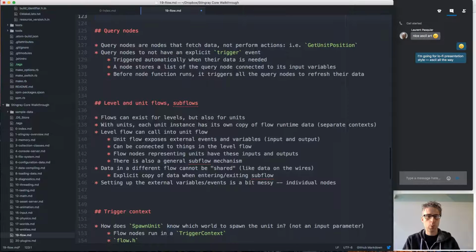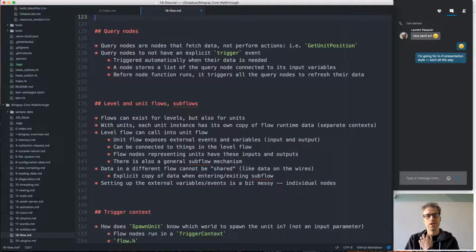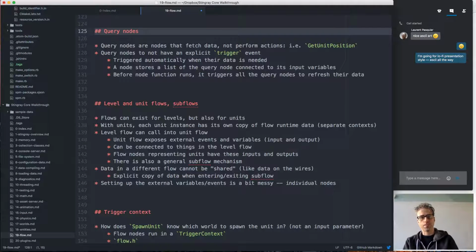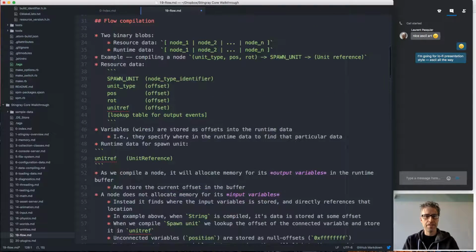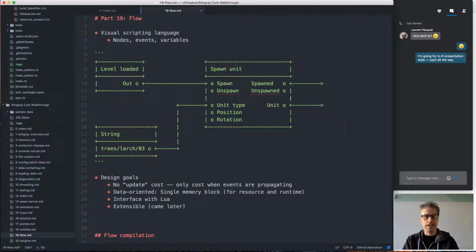I'm going to go into a bit more special nodes. There's a special kind of node called query nodes. A query node is a node that doesn't have any input events or any output events. So it just fetches data. It doesn't perform any action. And actually the string node here is one of those nodes. The string node doesn't have any input event, doesn't perform any action. It just provides this string. So it just provides data.